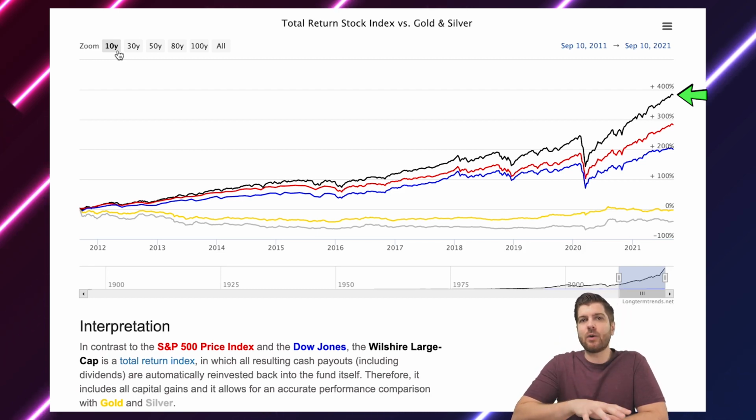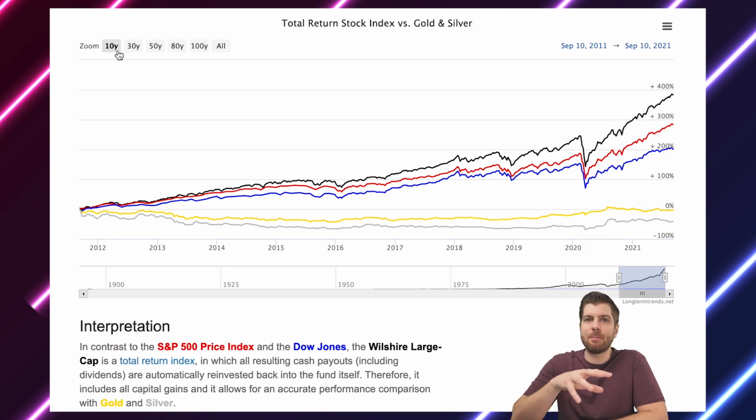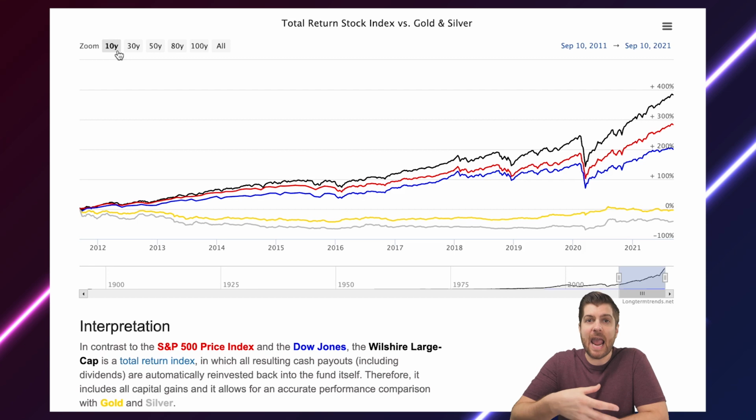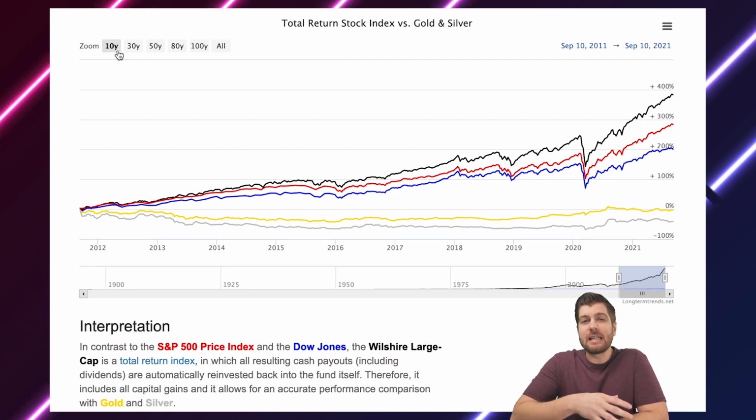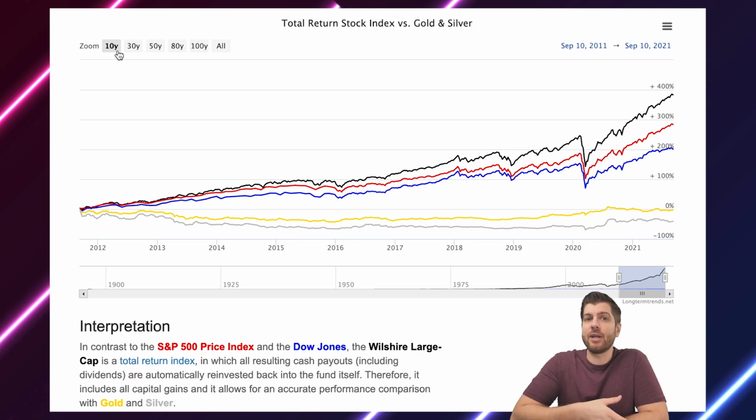So the purpose of this graph that you're looking at is really just to illustrate the power of dividends being reinvested and investing in assets that can compound versus investing in non-productive assets like gold. It's less obvious when we look at the past 10 years, but if I increase the period of time that we're compounding over, that difference becomes more and more apparent.